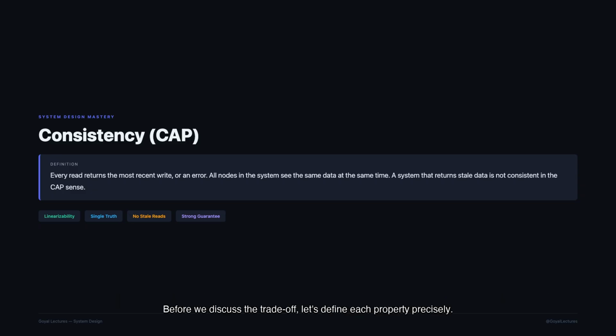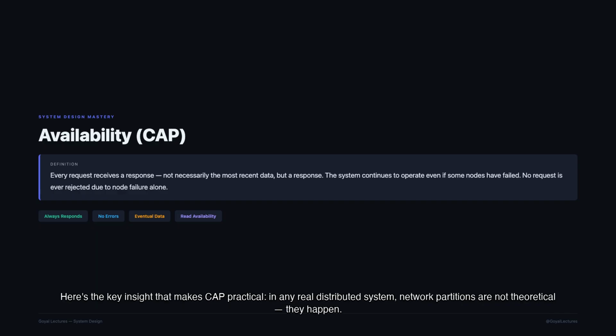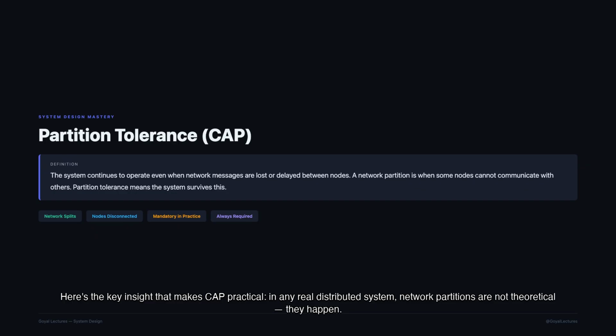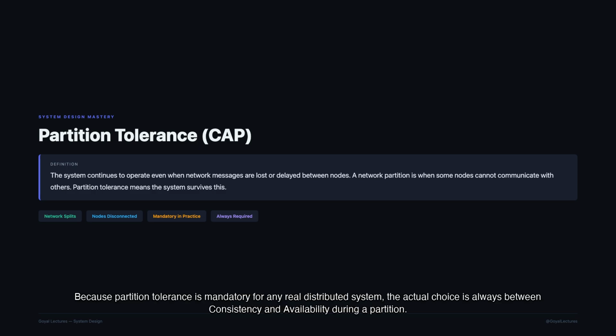Here's the key insight that makes CAP practical. In any real distributed system, network partitions are not theoretical. They happen. Cables get cut. Data centers lose connectivity. Network switches fail. Because partition tolerance is mandatory for any real distributed system, the actual choice is always between consistency and availability during a partition. That's why you'll hear people say CP versus AP rather than pick two from CAP.